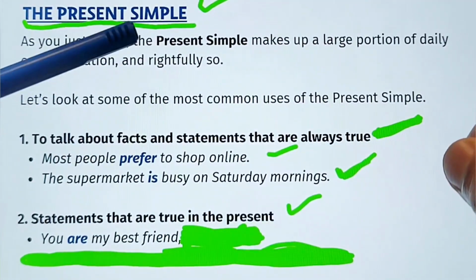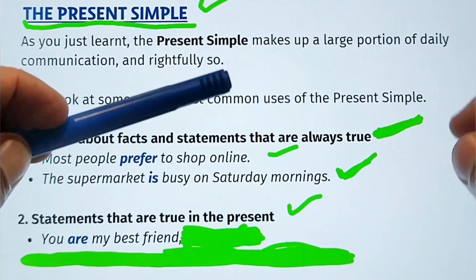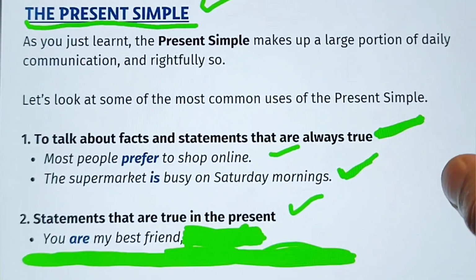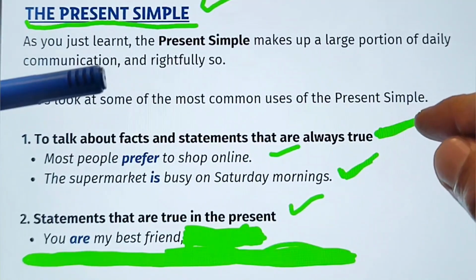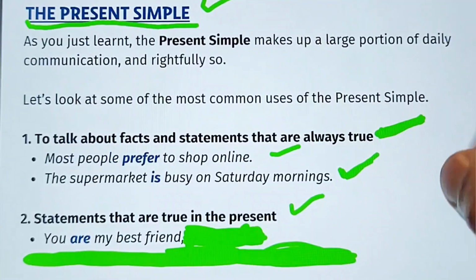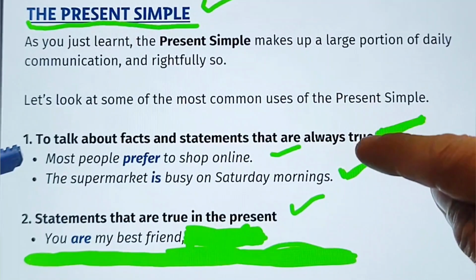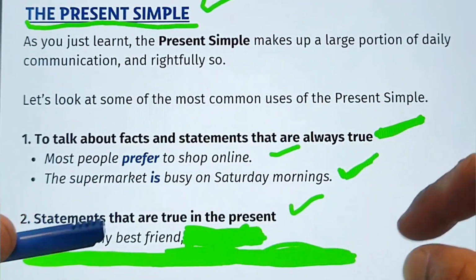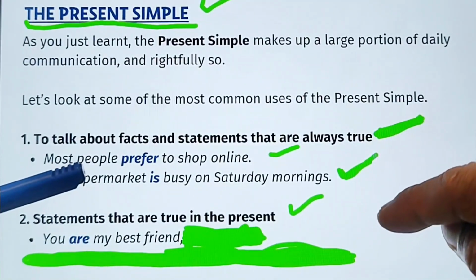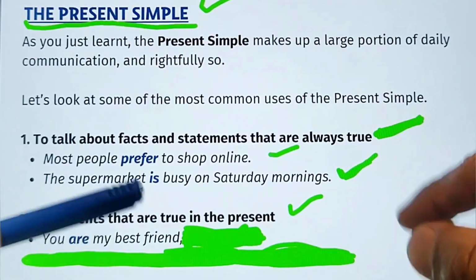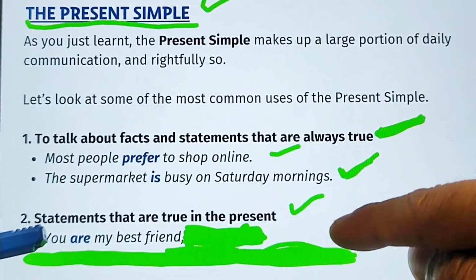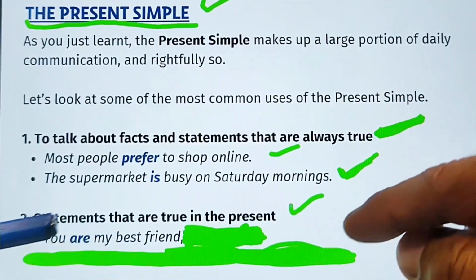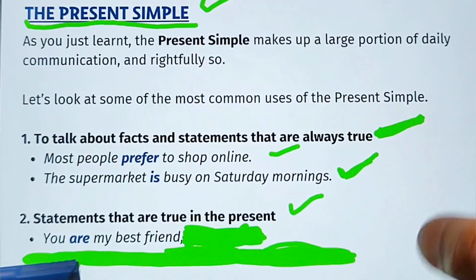As you just learned, the present simple makes up a large portion of daily communication, and rightfully so. Let's look at some of the most common uses of the present simple. The first use here is to talk about facts and statements that are always true. Example: most people prefer to shop online. Next, statements that are true in the present. Example here: you are my best friend.